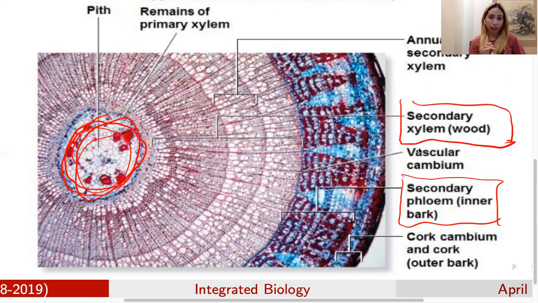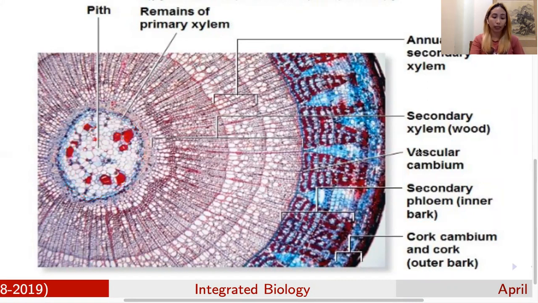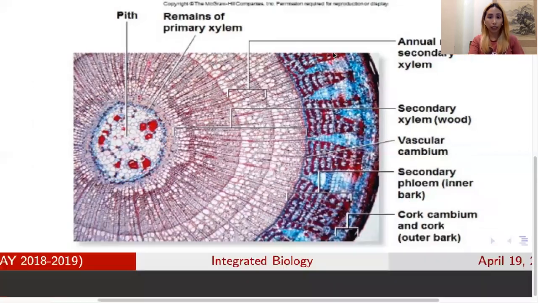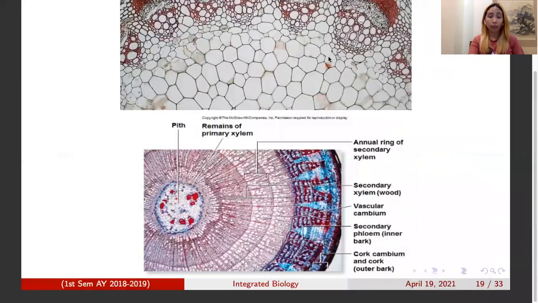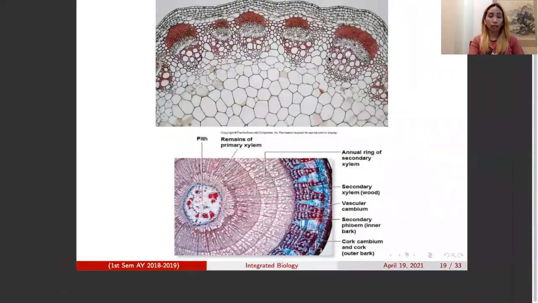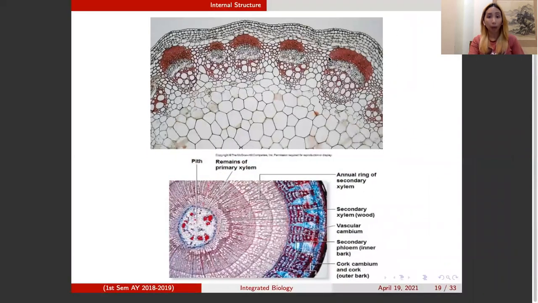Pith parenchyma present. So there will be no more cells. Everything would be just xylem cells hanggang sa loob. Okay? So, that's how secondary growth basically happens. And because secondary growth happens, nagkakaroon tayo ng formation ng secondary xylem and secondary phloem. So nagkakaroon tayo ngayon ng formation ng wood and then ng bark.